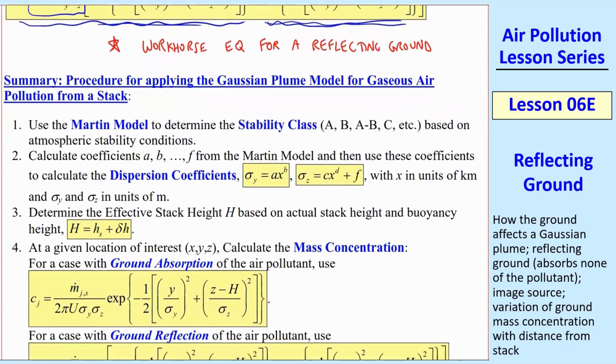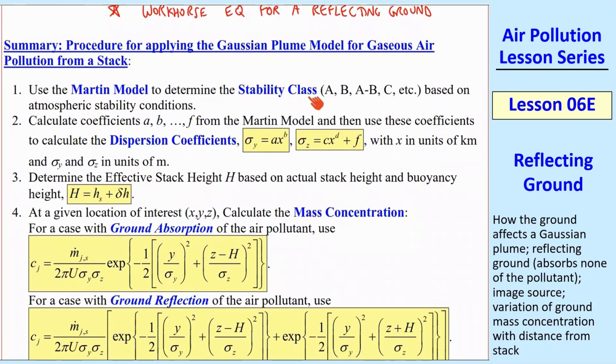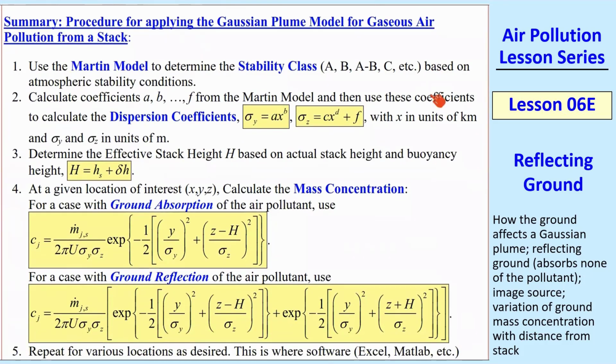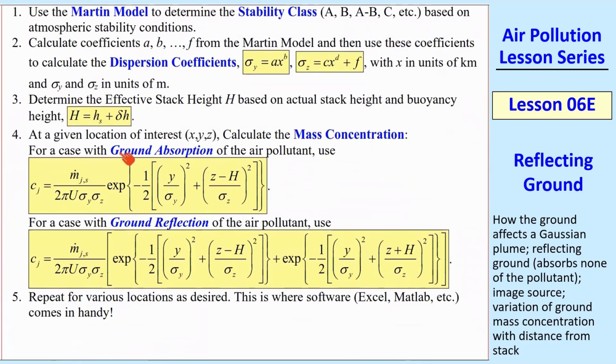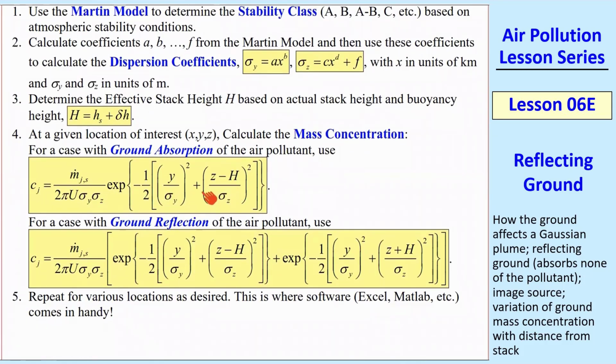So the procedure is: use the Martin model to determine the class, A, B, A-B, etc. And then you calculate these dispersion coefficients at some x. Then you calculate the effective stack height, hs plus delta h, and then you use one of these equations, either the ground absorbing case or the ground reflecting case.